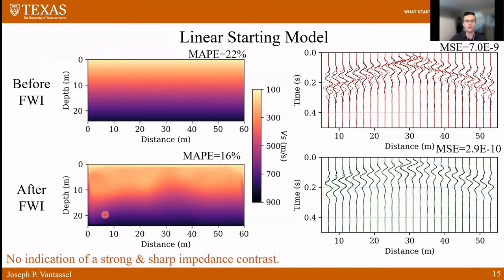However, we see that there's no indication of a sharp contrast between our soil-like material and our rock-like material, which is, of course, important for the geotechnical decisions that we may need to make. So some limitations here.